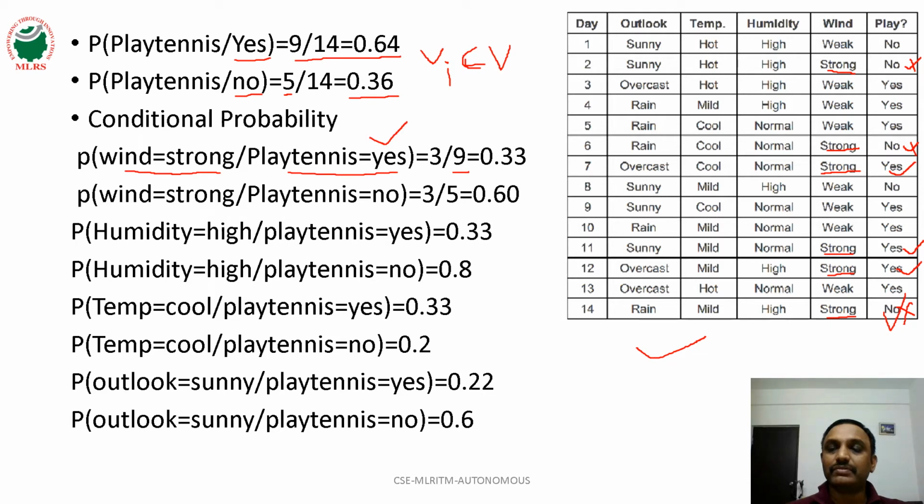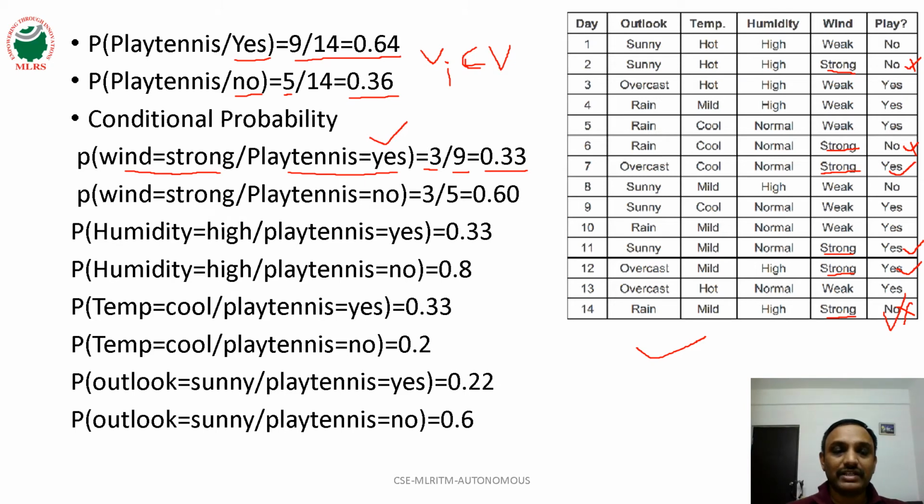Only three possibilities. Three times we got the target value yes where wind equals strong. So this number we are taking as the numerator. So 3 by total yes, which is 9. So 0.33 is the conditional probability of attribute wind equal to strong given play tennis is yes.